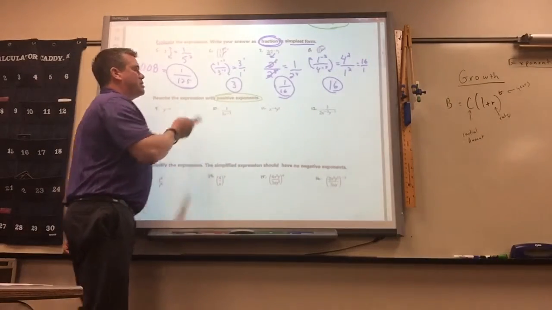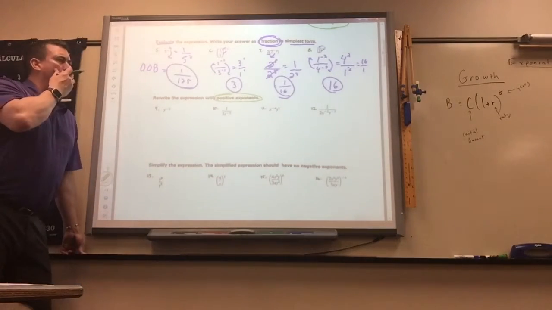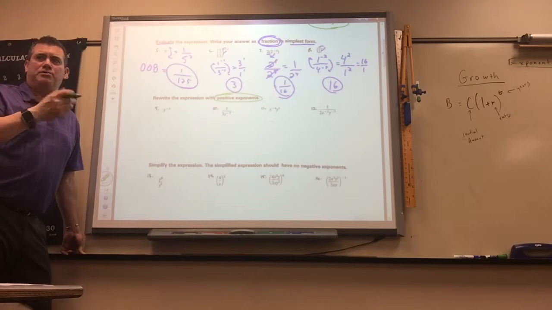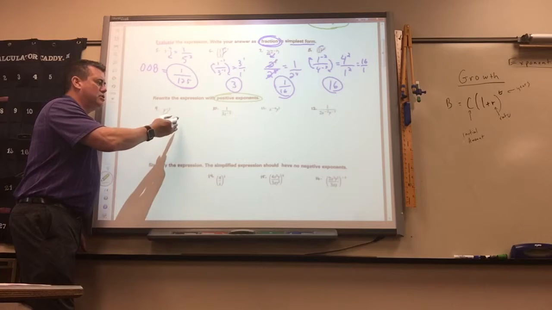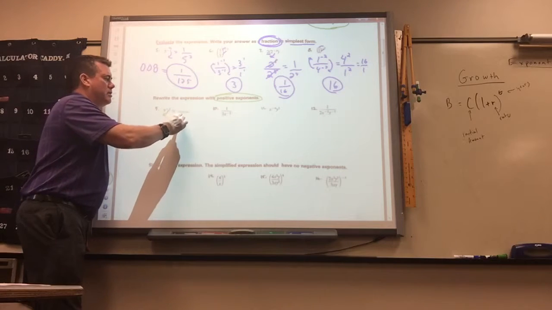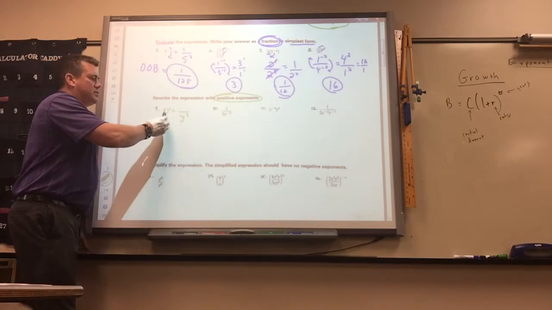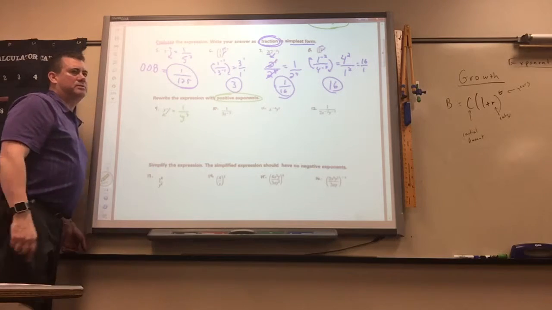Rewrite with positive exponents. So all this is basically moving stuff around. The only thing wrong with this is it's got a negative. So you just got to put it underneath to make it positive. And since there's nothing left on top, you got to put a 1.